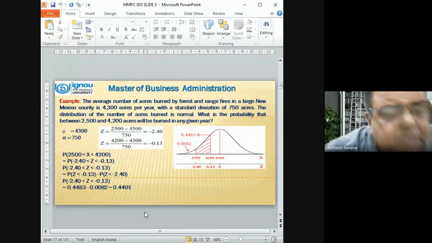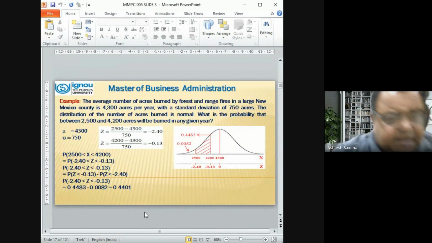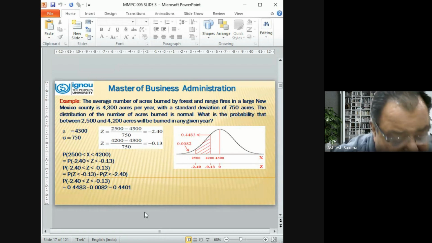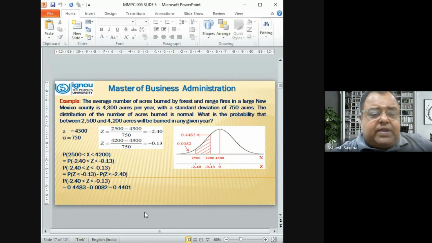Okay, so your problem was the probability of 2500 less than x less than 4200. You have calculated the values of z, so it will be the probability of negative 2.40 less than z less than negative 0.13. That means we have to remove these signs and find the actual answers. For that, you have to calculate P(z less than minus 0.13) minus P(z less than minus 2.40). The values for 2.40 and 0.13 will be given to you.